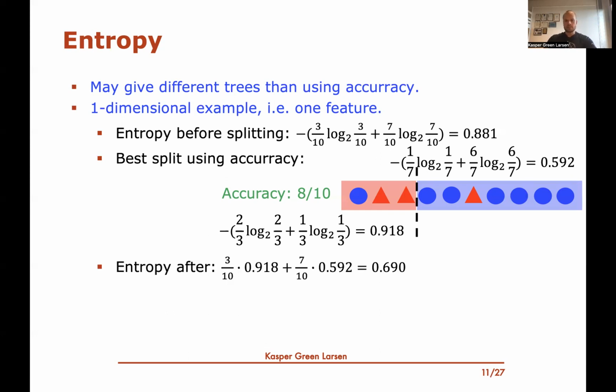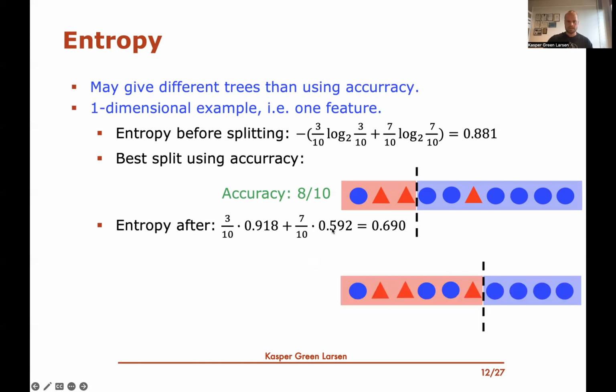Okay. And remember, right, again, the entropy, we have to weigh it by the number of points that end up in each of the leaves. So there's 3 out of 10 points that end up in the leaf that had entropy 0.918. 7 out of 10 points end up in the leaf that had entropy 0.592. Computing this number, you get an entropy afterwards of 0.690. Okay, so that's the entropy if we use the split that is optimal with respect to accuracy. Let's now try to see that there's another split that actually results in a smaller entropy.